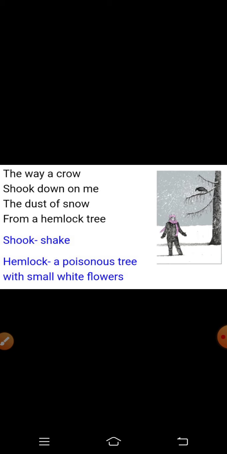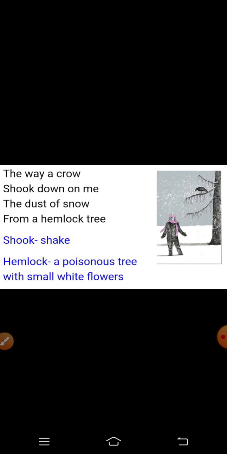First stanza: The way a crow shook down on me the dust of snow from a hemlock tree. Here, shook means shake, and hemlock means a poisonous tree with some white flowers. In this stanza, the poet Robert Frost recounts a small incident that changes his mood. It seems very simple, but it has great significance. The poet was very depressed and hopeless. He was in a state of sorrow and lost in his thoughts. He was standing under the hemlock tree.